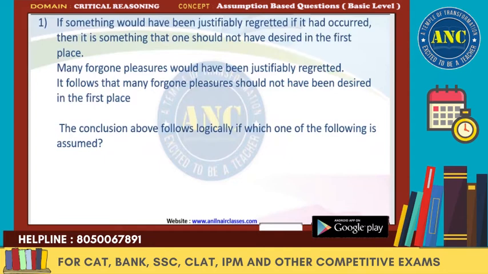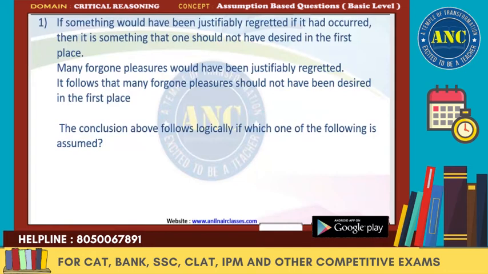Now, if something would have been justifiably regretted if it had occurred, then it is something that one should not have desired in the first place. Many foregone pleasures would have been justifiably regretted. It follows that many foregone pleasures should not have been desired in the first place. The conclusion above follows logically if which one of the following is assumed.